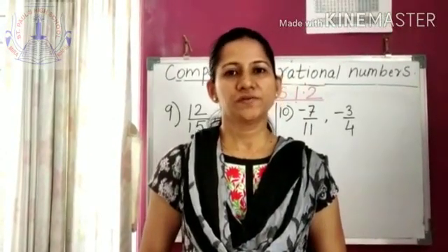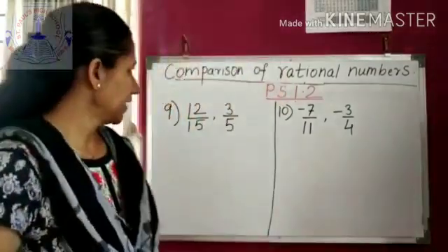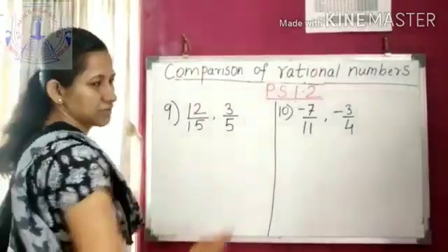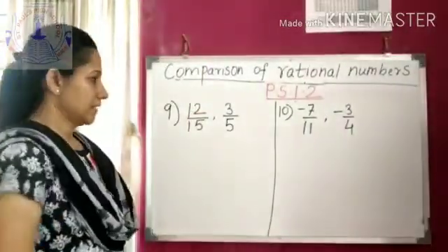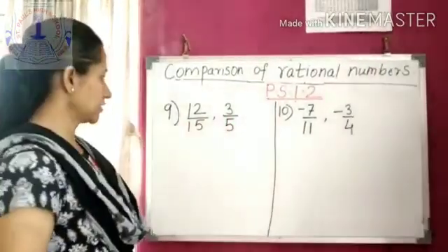Now students, we will proceed with the next, that is the 9th and 10th problems of practice set 1.2. Now the 9th one, I have already written both the questions here. Let's start with this first. That is the 9th one, that is 12 upon 15 and 3 upon 5. So let's compare these fractions.